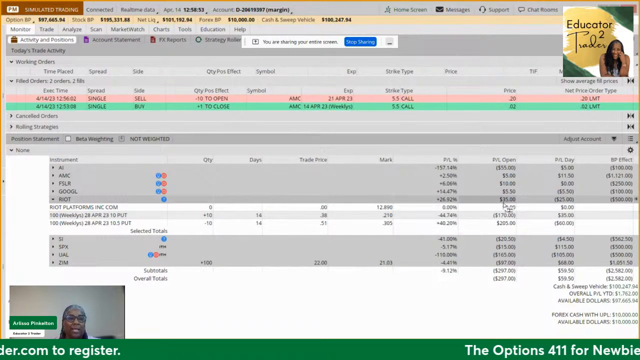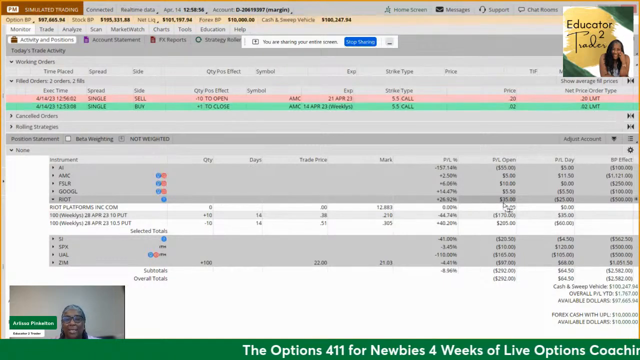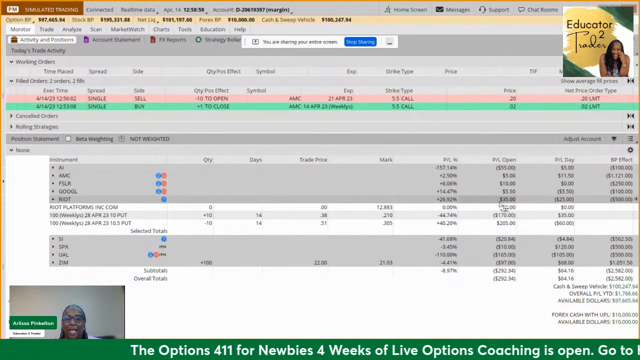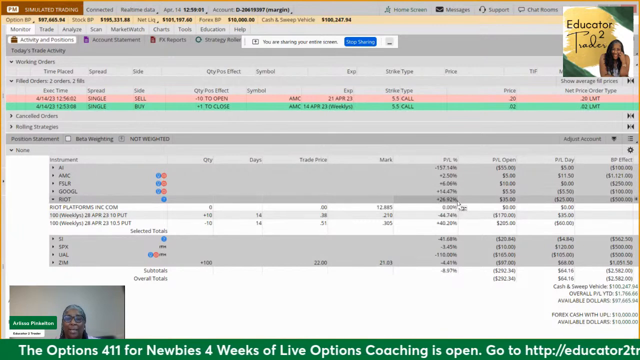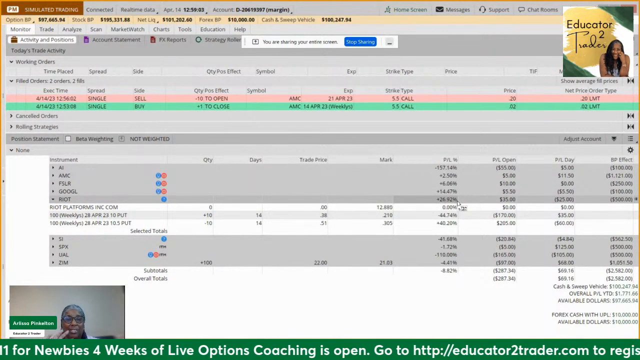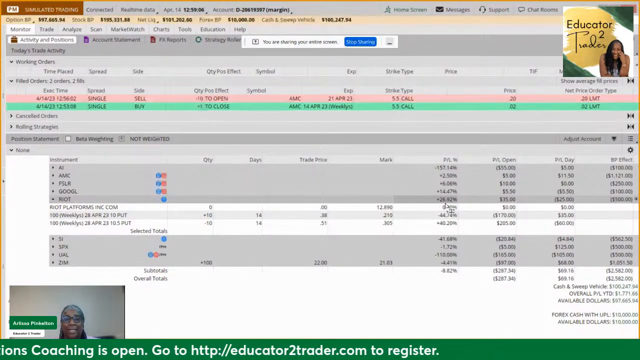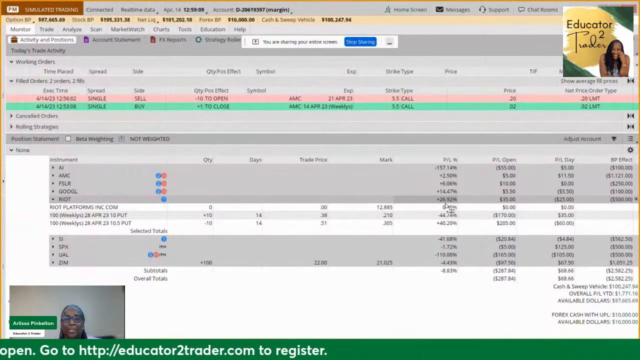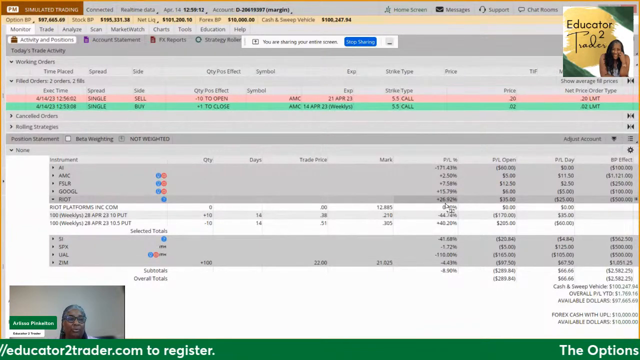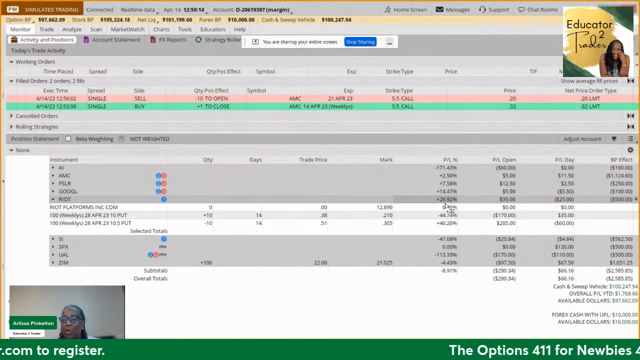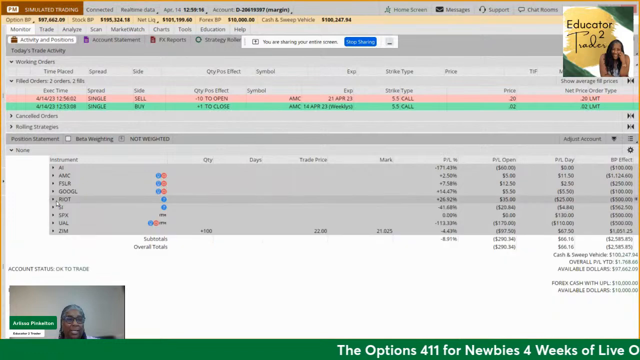You could close it and get your money back and be like, yep, I'm doing that. But we're not. We're waiting because patience pays. So we're going to wait till it gets to 50%. At this point, we're only at 26% profit on the Riot trade. So we're leaving it right where it is. Okay.